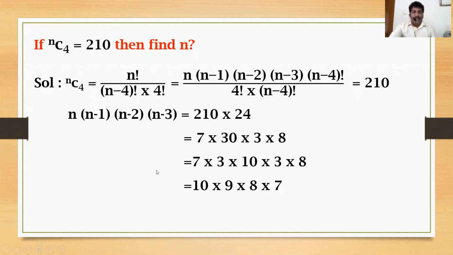Now comparing both sides, the N value is equal to 10, because the left hand side has 4 factors in decreasing order and the right hand side also has 4 factors, 10 into 9 into 8 into 7. So by comparing LHS and RHS, we get N is equal to 10.